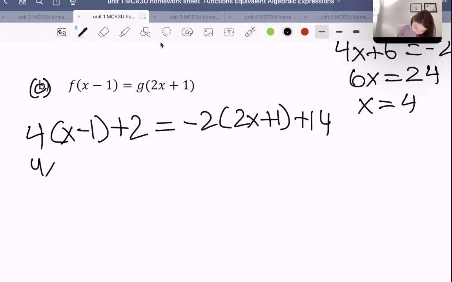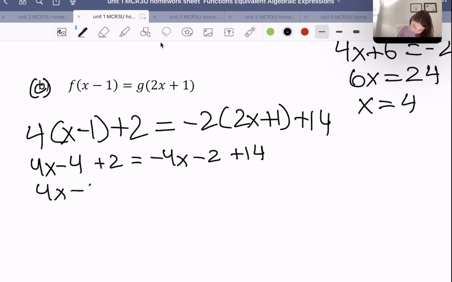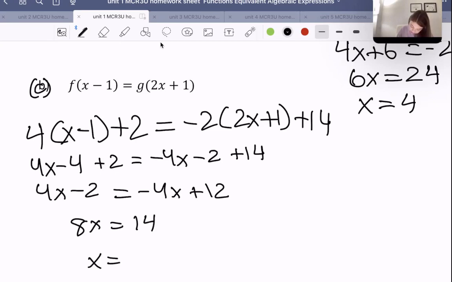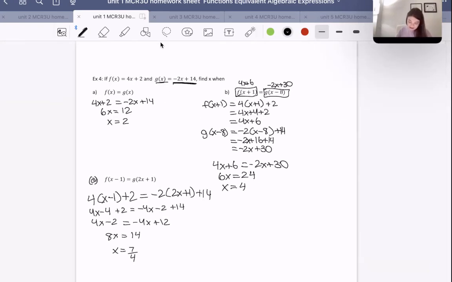So 4x minus 4 plus 2 equals minus 4x minus 2 plus 14. So that's 4x minus 2 equals negative 4x plus 12. So that's 8x equals 14. So that is x equals 7 over 4, and that's our final answer.